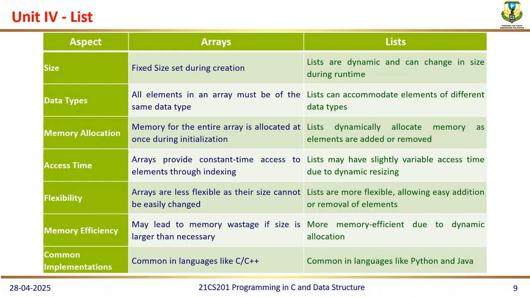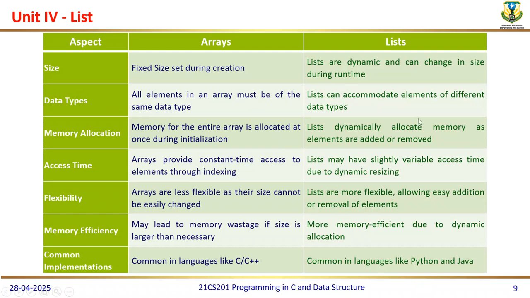For example, if I am going to store 100 elements, the 100 spaces are created in memory, and it is static also. After that, if I use only 50, the other 50 spaces will still be reserved as far as memory allocation in arrays is concerned. Whereas a list is dynamic, and its size can be adjusted.